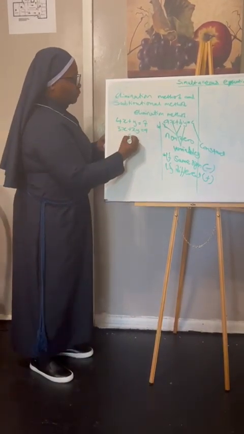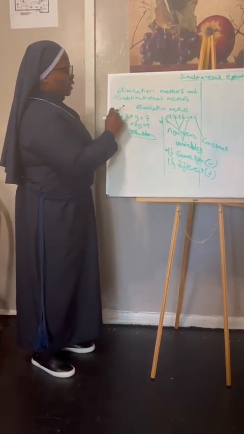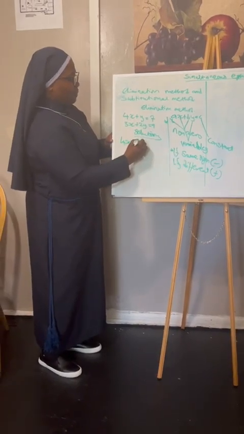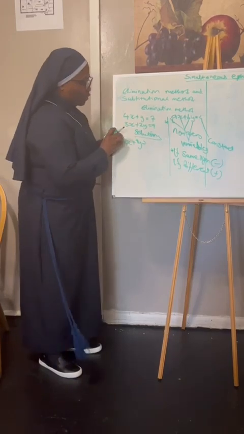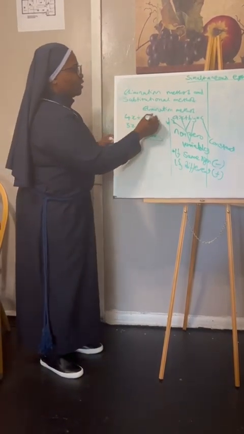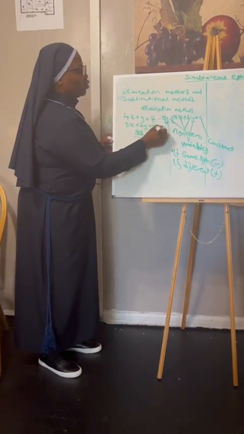So now let us solve this problem using the elimination method. First of all, we have 4x plus y is equal to 7. I don't need to repeat myself because of our time, but I believe you got what I'm going to say. So I can call this equation 1 and call this equation 2.